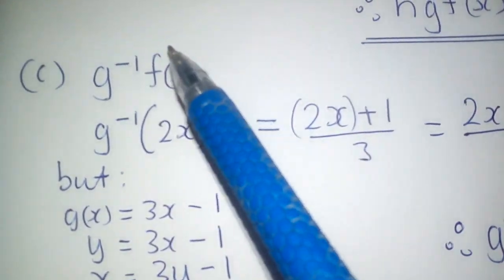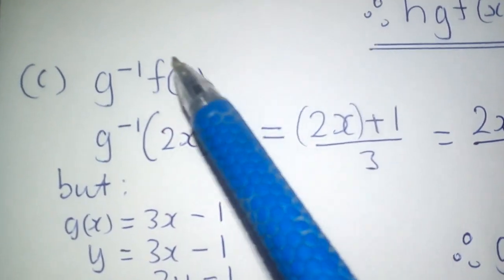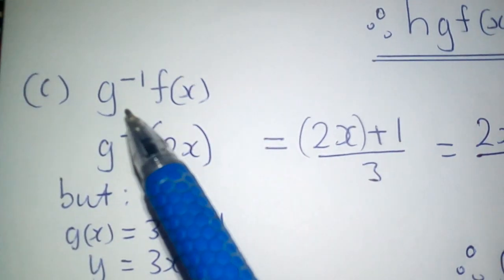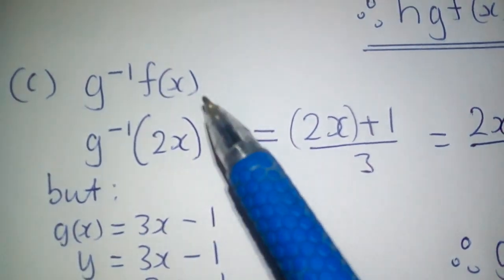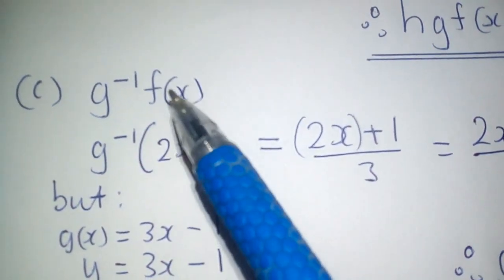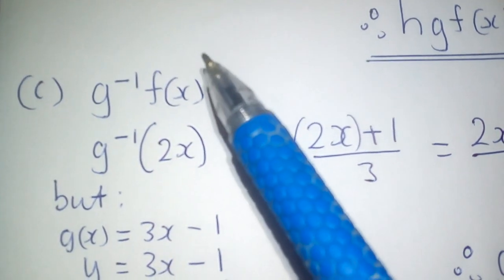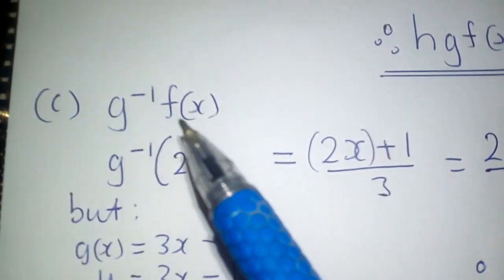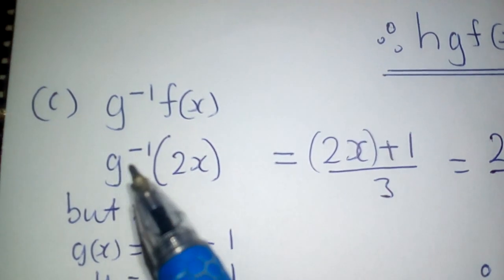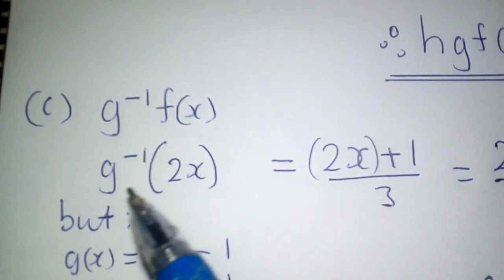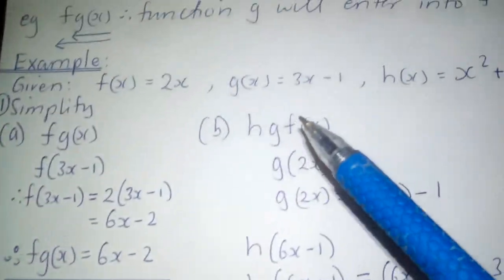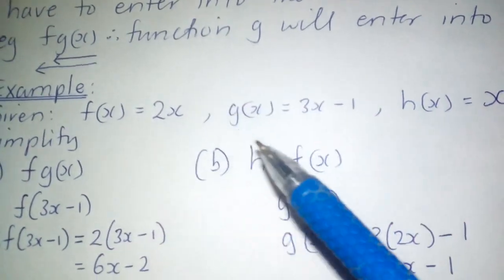The closest to x is F, meaning F will have to enter inside the inverse of G, and it will appear like this. Because our F(x) is just 2x as shown above. So this 2x will become the bracket of the inverse of G. Remember, I want the inverse of G, so I will not take G.